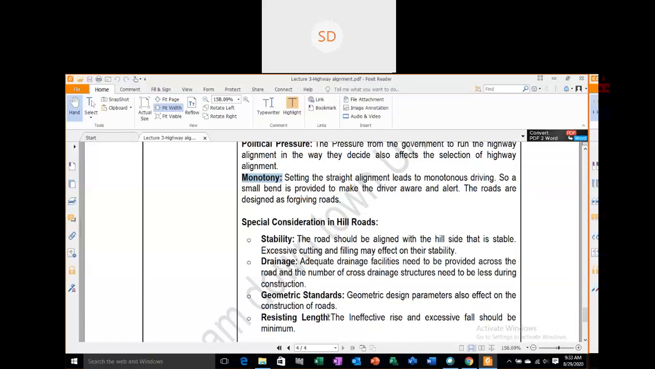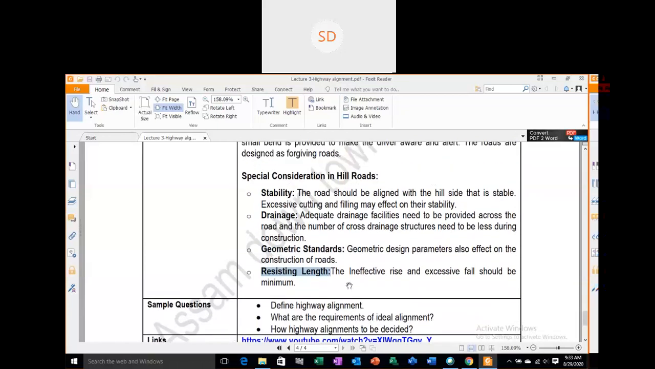Now the next point is resisting length. This is the effective rise and excessive fall. Resisting length means suppose you are rising up, and after some time you are going for a fall. In that case, this effective rise and effective fall should be minimum. Otherwise, it will increase the operation cost of the vehicle.